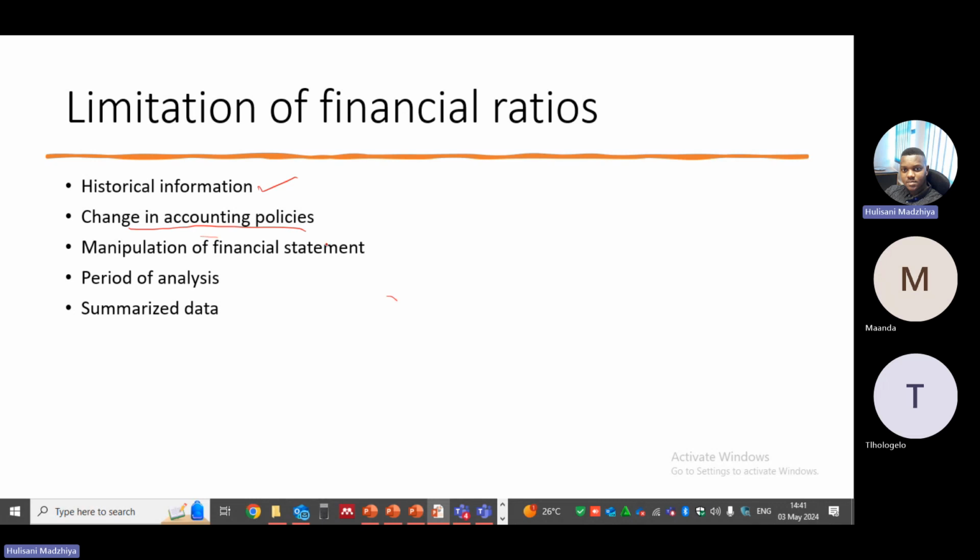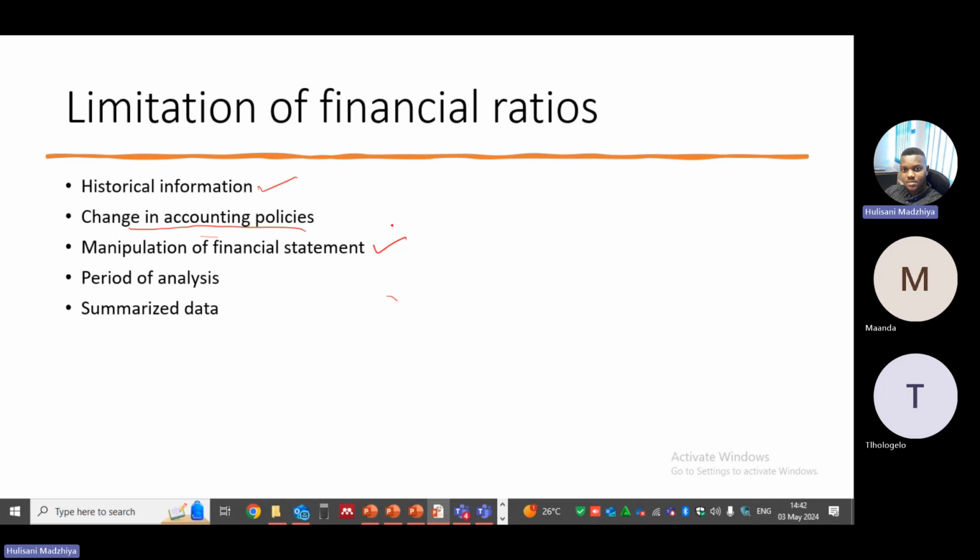So this means that when we perform ratios, some of the ratio meanings will have to change, or we no longer need them to be calculated because they are no longer valid, or they will no longer have a meaning because of the change in accounting policies. Manipulation of financial statements. As we all know, financial statements are prepared by accountants, and accountants can manipulate financial statements to make sure that whoever uses them at that particular time, uses them to the benefit of the company.